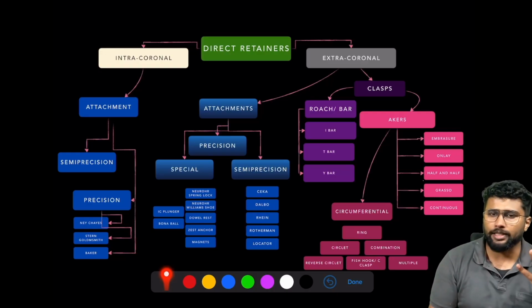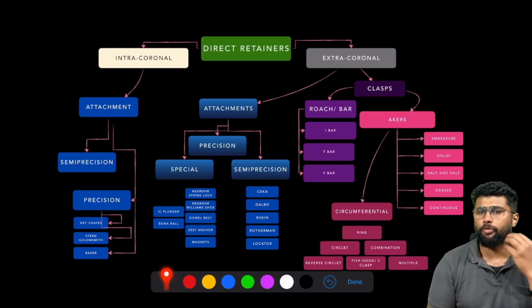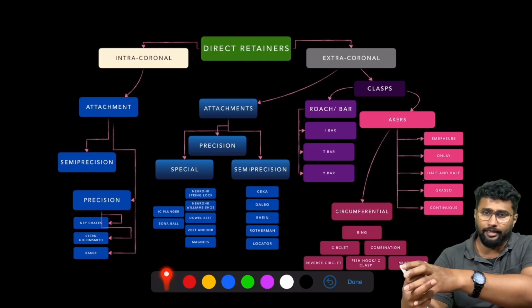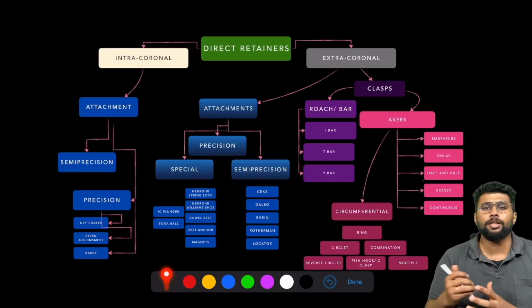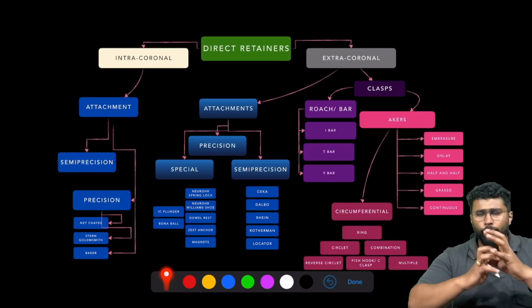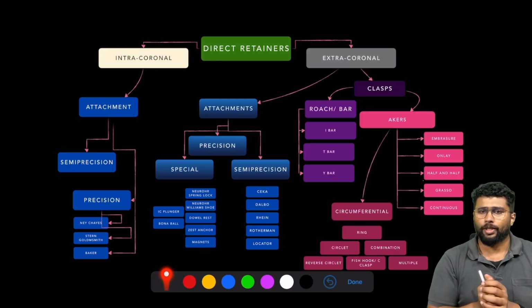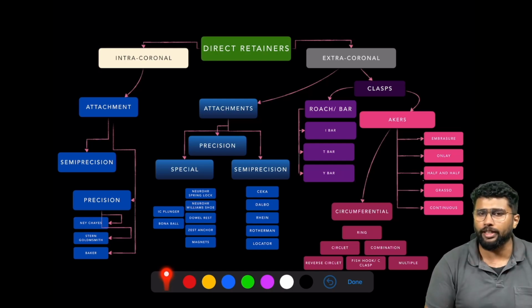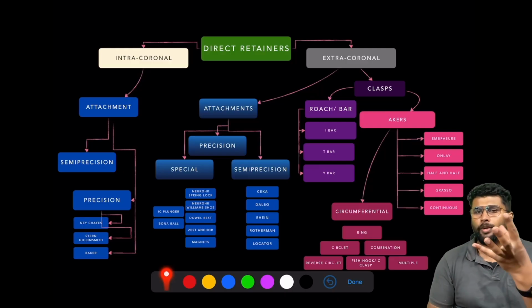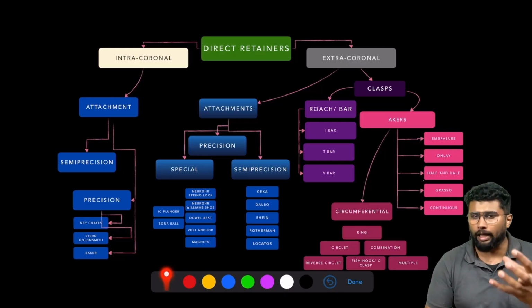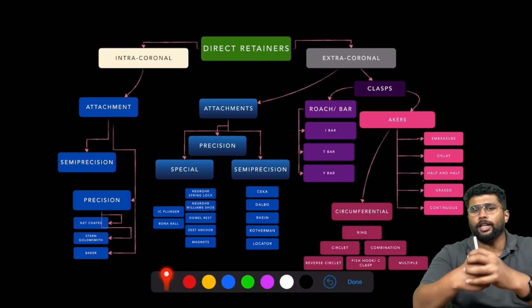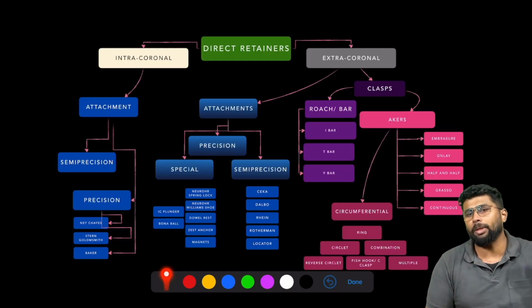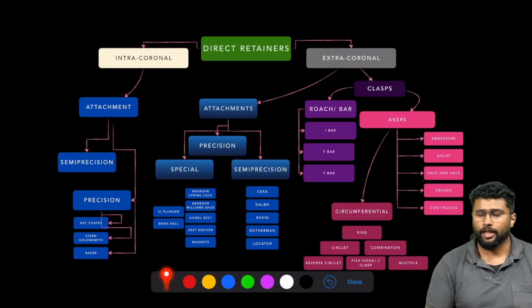Whereas a semi-precision attachment is usually available in the form of patterns, which you will incorporate into the wax pattern and then cast it. During the process of finishing and polishing, some degree of movement occurs, or some degree of reduction of the metal occurs, which gives a slight loosening of the fit. And moreover, you will use some kind of silicone or rubber elements that will provide some cushioning between the two attachments. That is what is known as a semi-precision attachment.